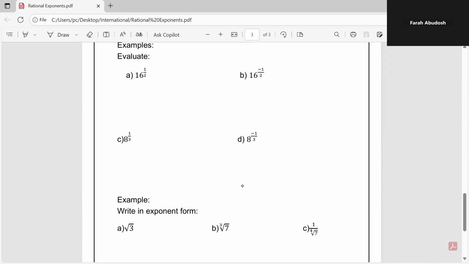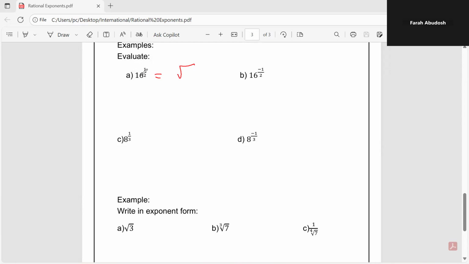Evaluate. You need to find the answer without using the calculator, okay? 16, let's analyze the problem step by step. I told you, when you see a rational power, just put a root. We don't know until now what is the degree of the root, the number we put here. We can guess it or we know it from the denominator of the rational number of the power.